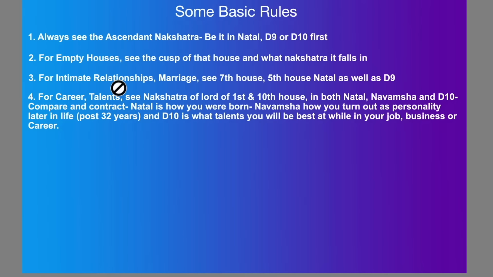Number 3, for intimate relationships, marriage, see the 7th house, 5th house, natal as well as D9, and the nakshatras thereof or the planets sitting there. For career talents, see the nakshatra of the Lord of the 1st and 10th house in natal, Navamsha and D10. Compare and contrast. Natal is how you were born. Navamsha is how you turn out as a personality later in life, post 32 or 36 years of age. And D10 is how you will be using the nakshatra talents in your career, in your business, in your job. So this being the basic set of rules and introduction, let's get started.